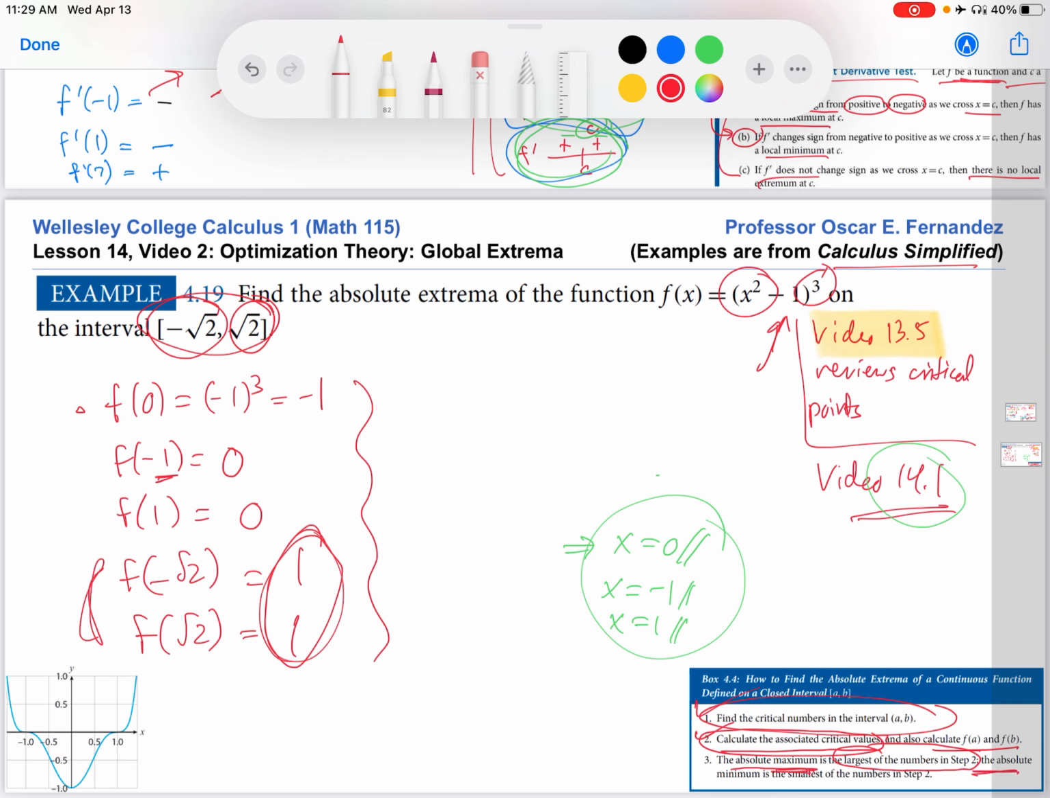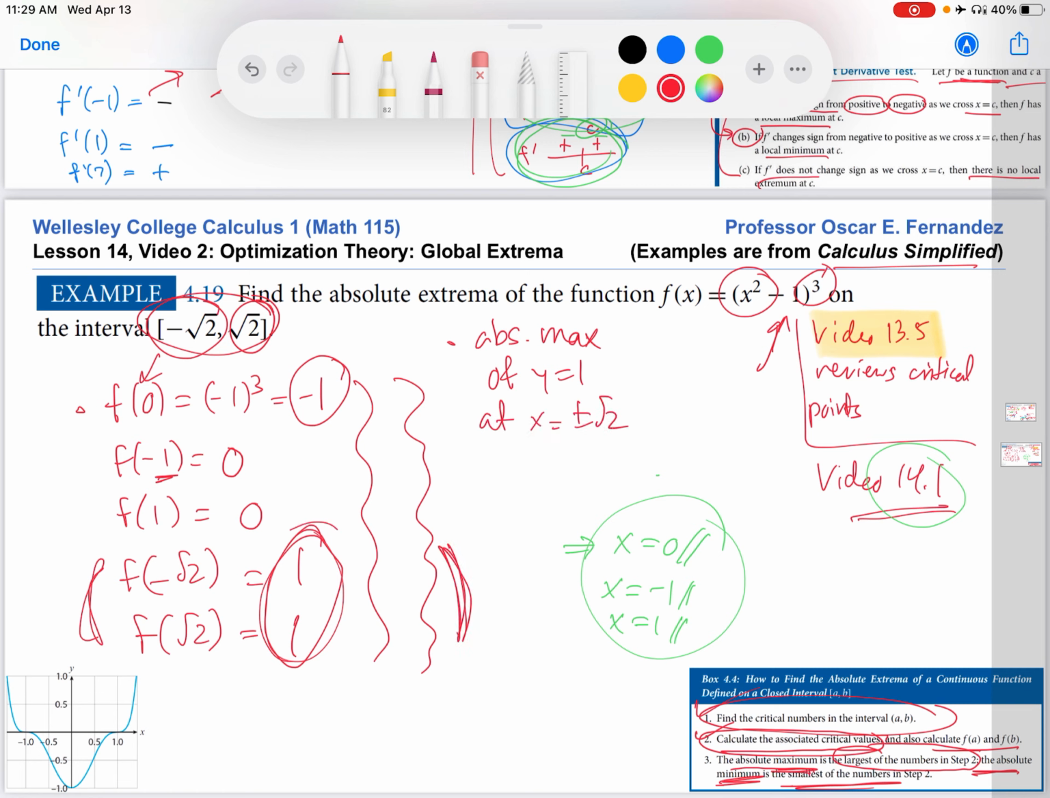Okay, and then the absolute minimum is the smallest of these numbers. So I'm scanning here again for the smallest. There it is, and that occurs at x equals 0. So my conclusions: absolute max of y equals 1 at x equals plus or minus square root of 2. That's these two. And then absolute min of y equals -1, that's this one, at x equals 0 over here.